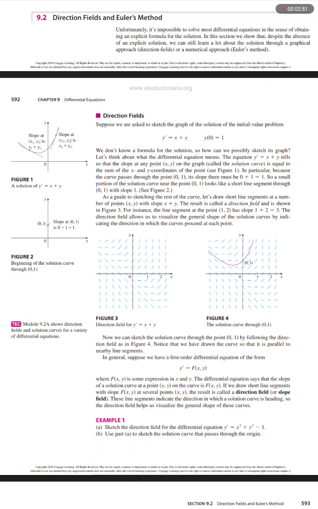Back to the text. As a guide to sketching the rest of the curve, let's draw short line segments at a number of points (x, y) with slope x plus y. The result is called a direction field and is shown in figure 3. For instance, the line segment at the point (1, 2), where x equals 1 and y equals 2, has slope 1 plus 2 equals 3.